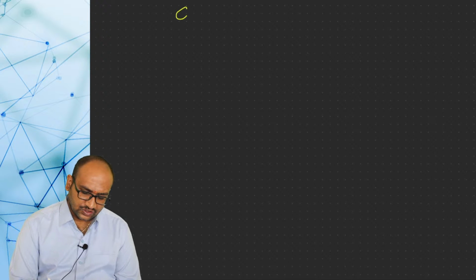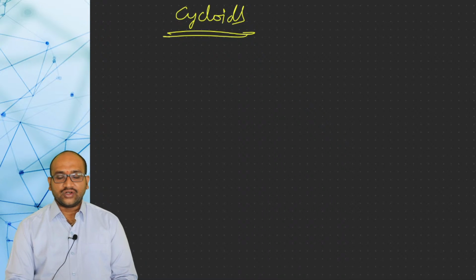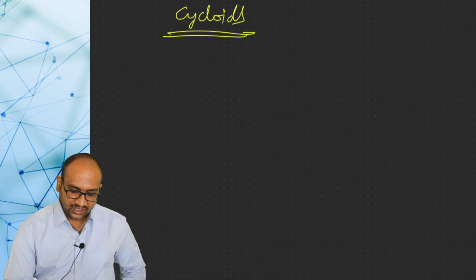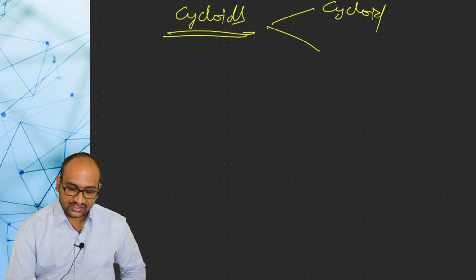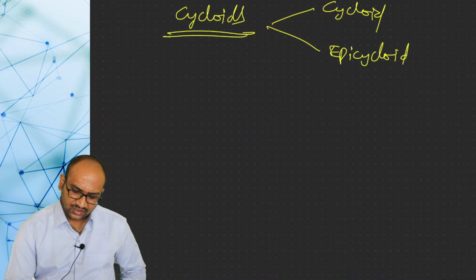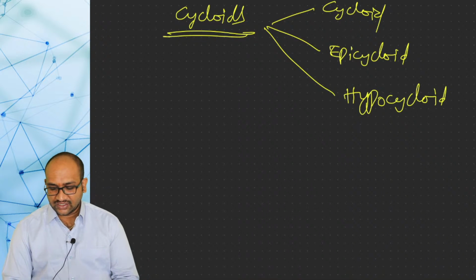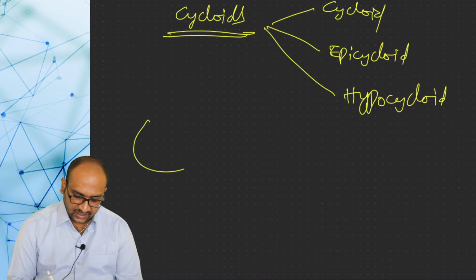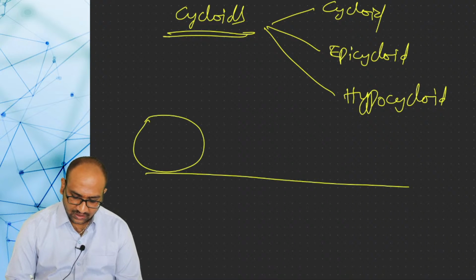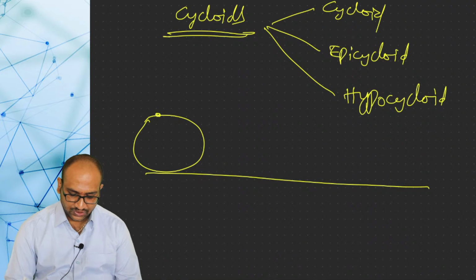Next, our next topic is cycloids. In cycloids, we have three curves. One is the cycloid, the second one is the epicycloid, and the third one is the hypocycloid. A cycloid is nothing but the curve obtained when a circle is rolling on a plane surface for one revolution.